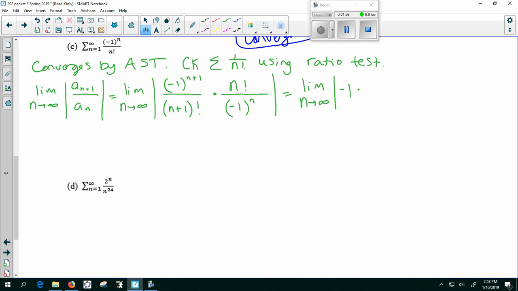Maybe we'll write out a few terms here. So n factorial is n times (n minus 1) times (n minus 2) down to 1. And (n plus 1) factorial is (n plus 1) times n times (n minus 1) down to 1.